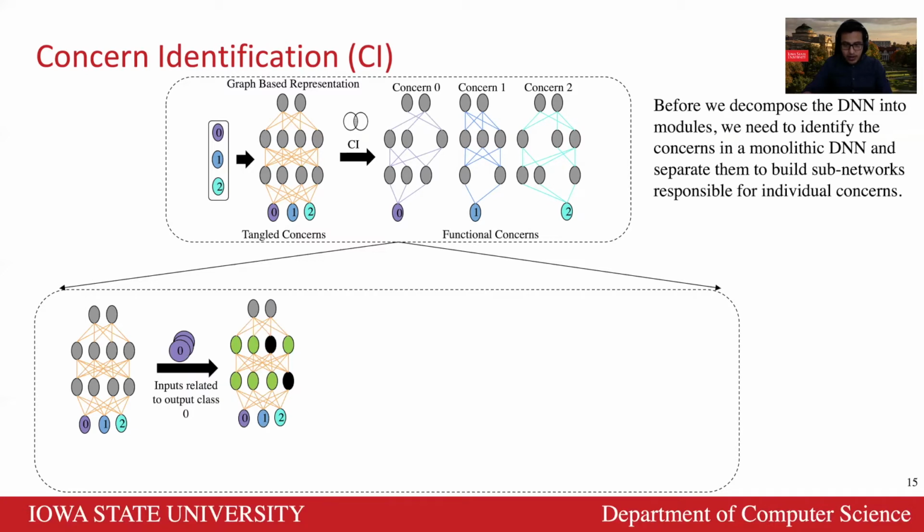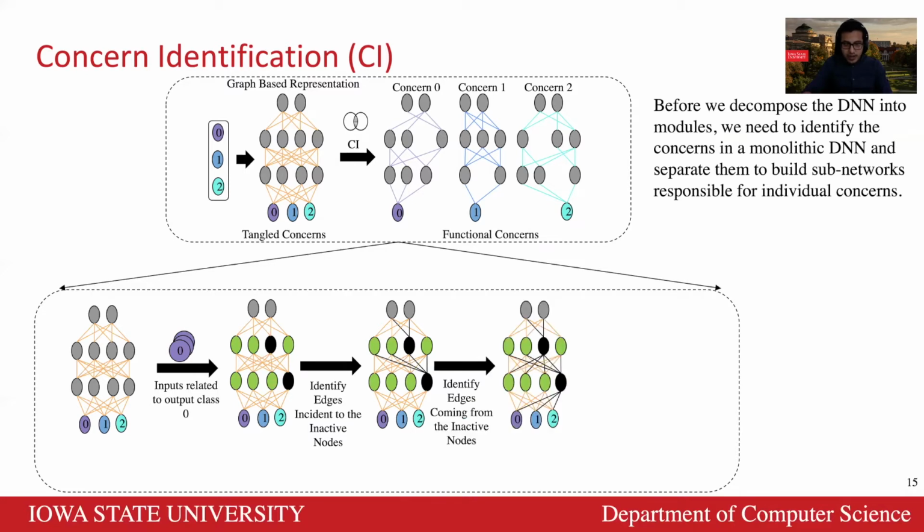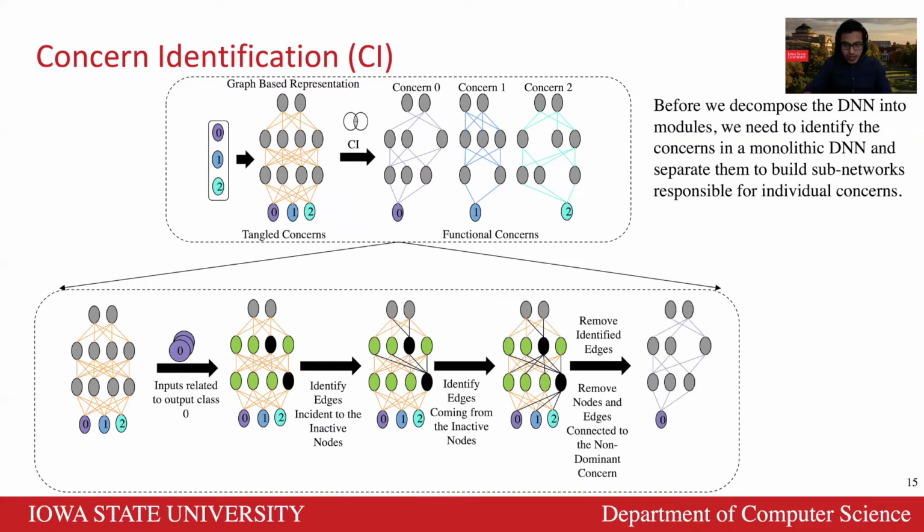We identify the part of the neural network that is responsible for the dominant constraint by providing inputs related to the dominant constraint. Then we identify the active and inactive nodes, based on the assumption of using ReLU as the activation function, where any node value less than or equal to 0 is an inactive node. Then we identify edges incident to the inactive nodes and remove them. Then we identify edges coming from the inactive nodes and remove them too.